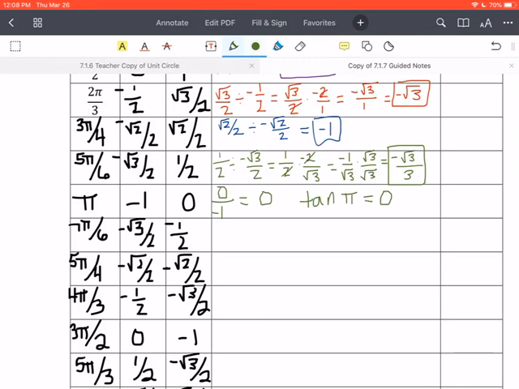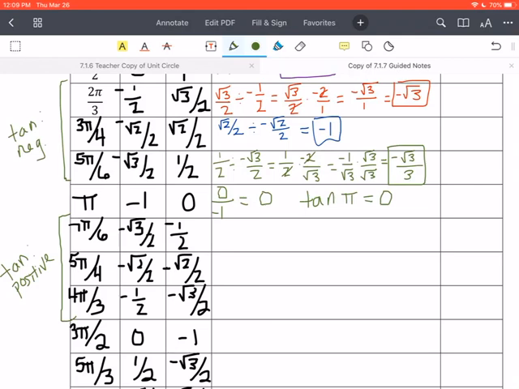Now, can we make a guess about what the tangent of 7 pi over 6, 5 pi over 4, and 4 pi over 3 are going to be? Well, if we are taking a negative divided by a negative, all of these, the tangent is going to be positive. If we backtrack, we saw that when we were taking a negative divided by a positive, the tangent was negative.